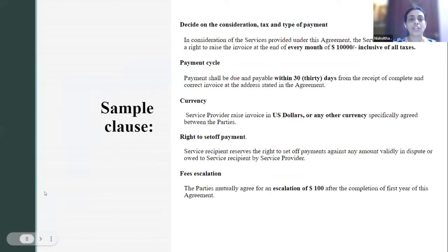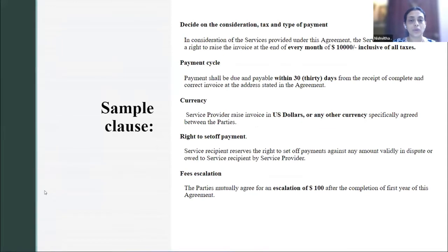The first one, I've included all the three components together because it's just an example. In consideration of the services provided, the person shall have a right to raise the invoice at the end of every month. I've given the time period to raise. Amount, I've clearly called it as in dollars, $10,000. So even in words, please mention $10,000, including all taxes. Okay, all the tax component, type of currency, consideration, when to raise the invoice. Four questions are answered in this one clause.